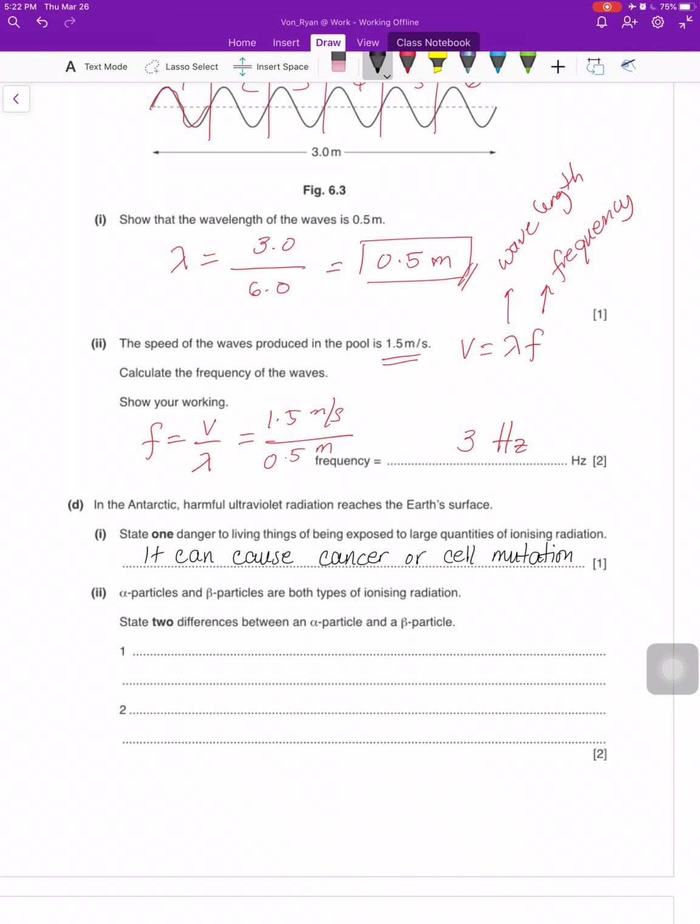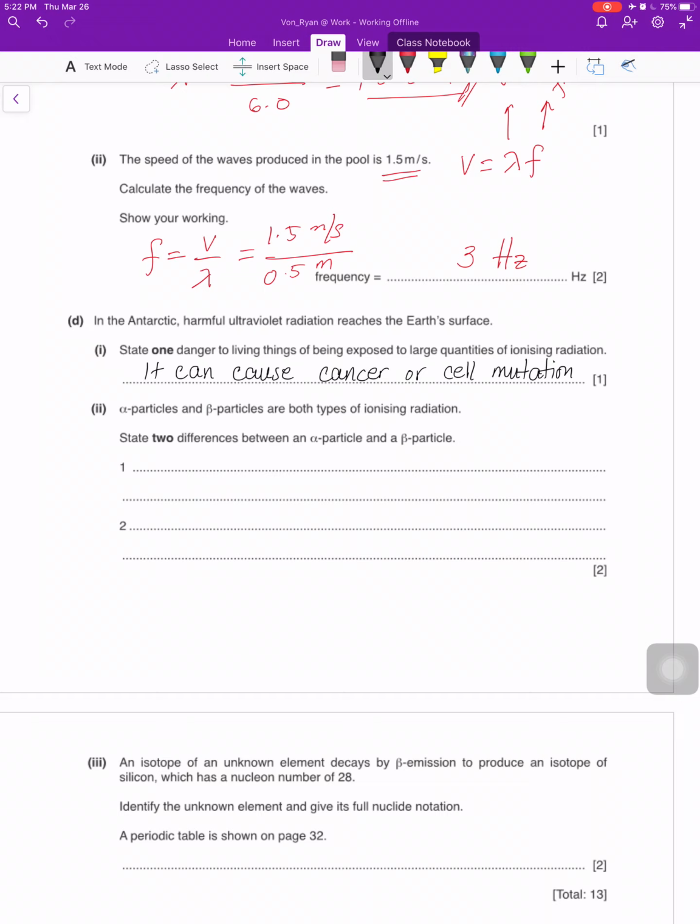Now, alpha particles and beta particles are both types of ionizing radiation. State two differences between alpha and beta particles. Let's just have a brief discussion about that. So, an alpha particle, again, is just a helium nuclide. So you can write it this way, or He-2-4. You can see it has 4 nucleons, so 2 protons and 2 neutrons, and therefore it's positively charged.